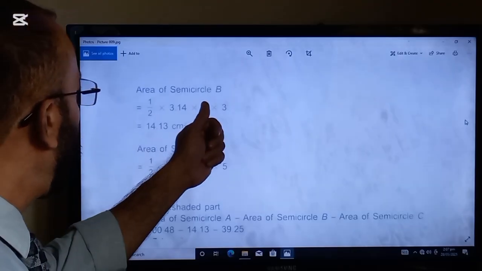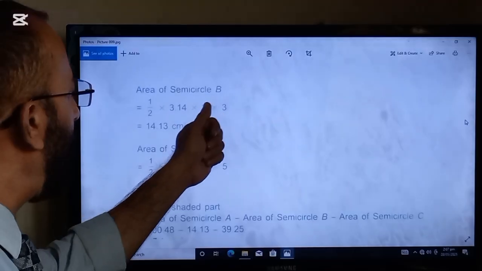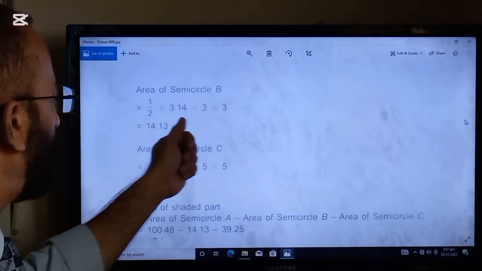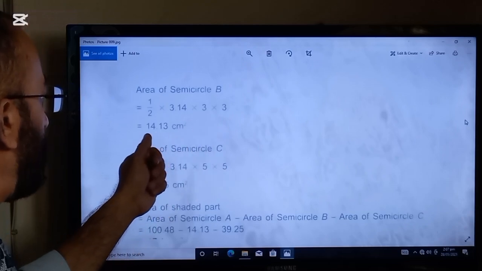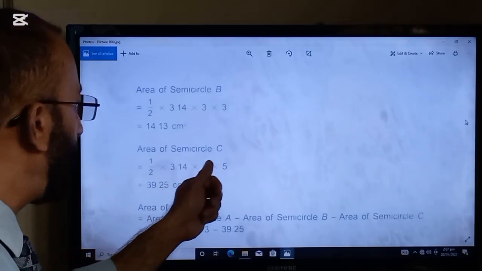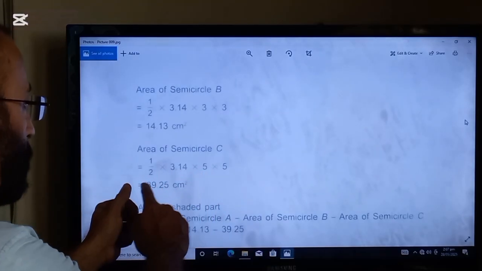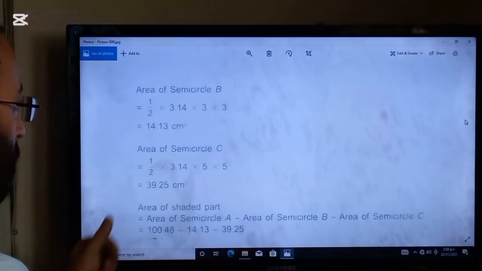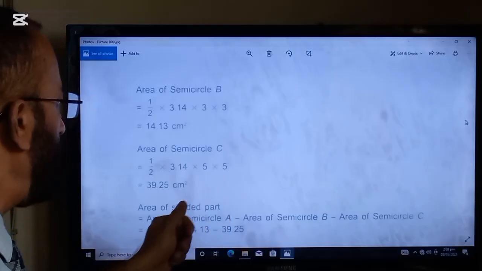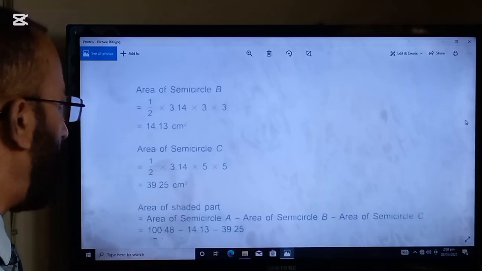The area of the semicircle B will be 1 by 2 pi r square. The semicircle B is having radius of 3. So 3 square will be used. After solving this on the calculator, you will get an answer of 14.13 centimeters square. And the area of the semicircle C's radius is 5. So 1 by 2 pi r square will be the formula used for this semicircle. R is 5, so 5 square will be used. After solving it on the calculator, you will get an answer of 39.25.